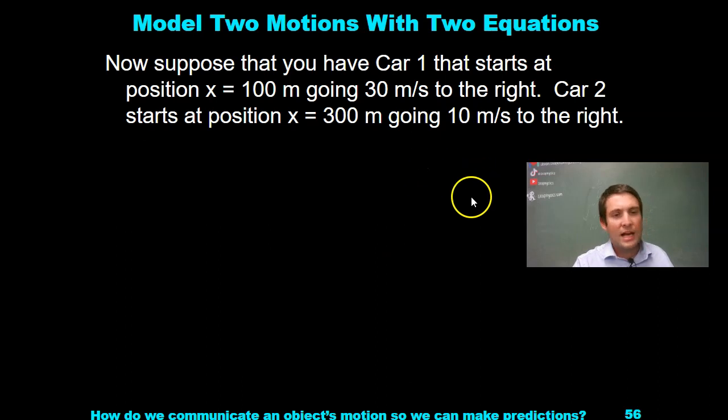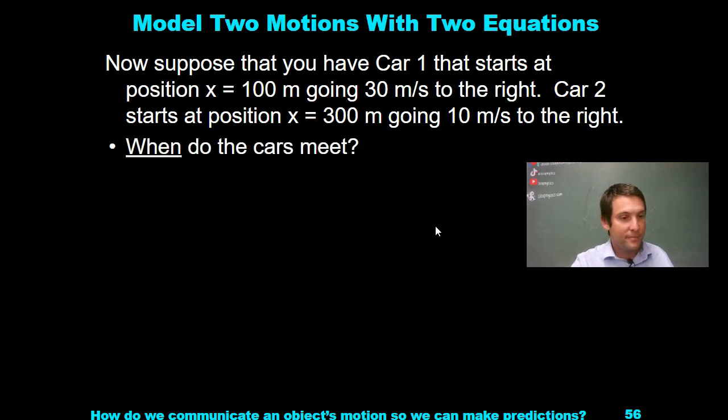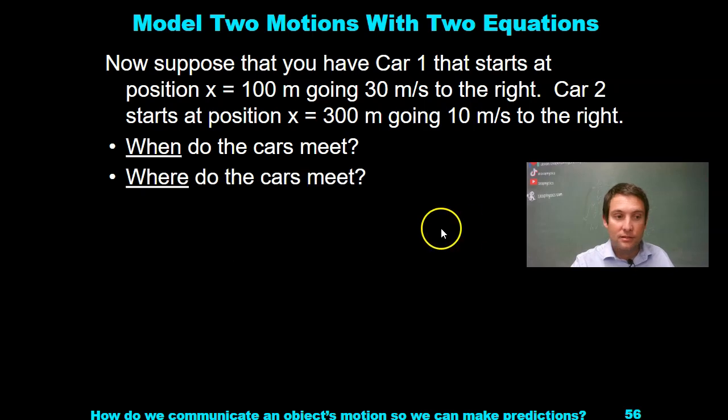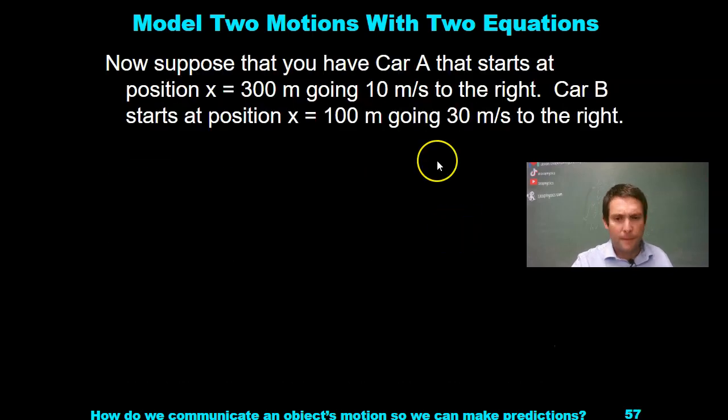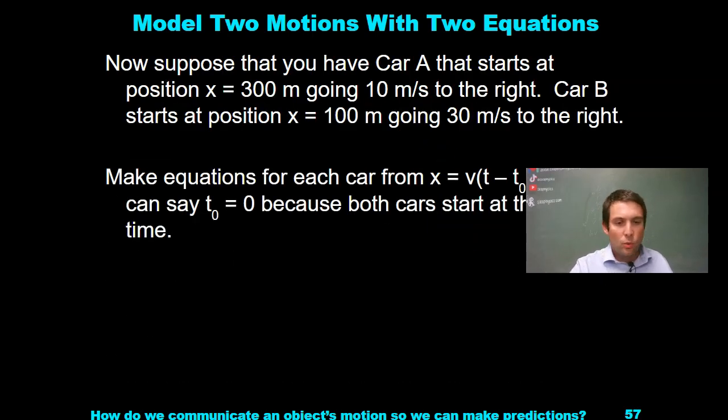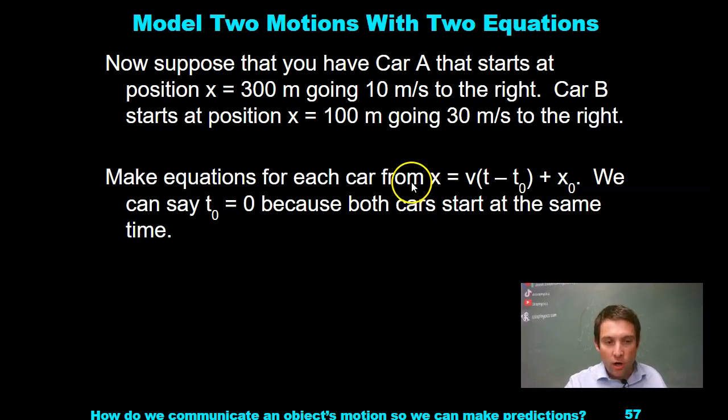Now suppose you have car 1 that starts at position x equals 100 meters, going 30 meters per second to the right. Car 2 starts at position 300 meters, going 10 meters per second to the right. When do the cars meet? Where do the cars meet? Let's check it out. We're going to make equations for each car from x equals v times t final minus t naught plus x naught. We can say t naught equals 0 because both cars start at the same time.